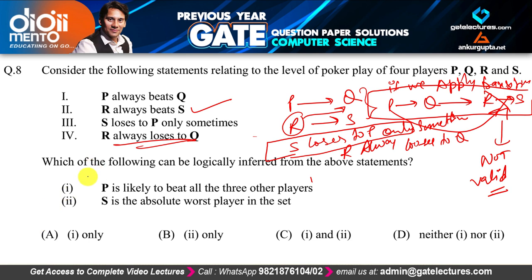Here it says, which of the following can be logically inferred from the statements? P is likely to beat all the three players. That is wrong because S loses to P only sometimes. Next, S is the absolute worst in the set. This is also not correct because S loses to P only sometimes, so it is not absolute worst. So statements 1 and 2 both are false.